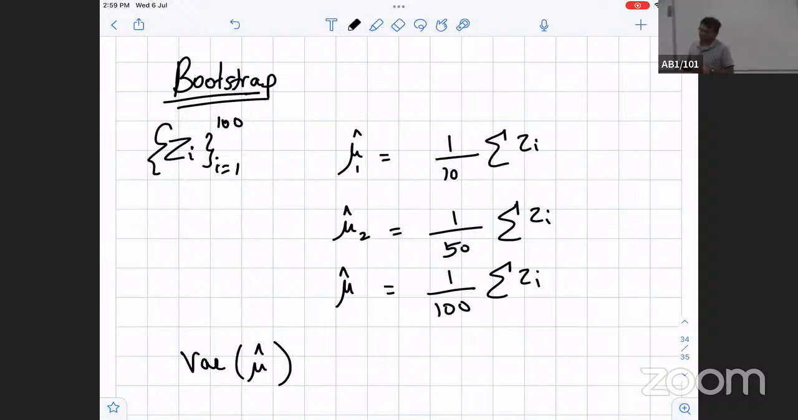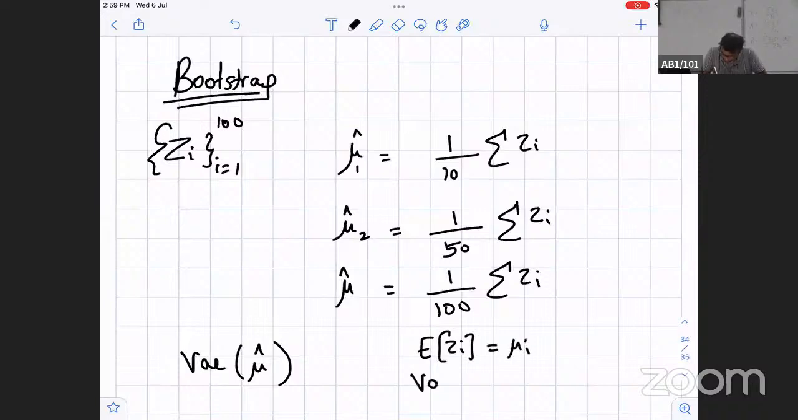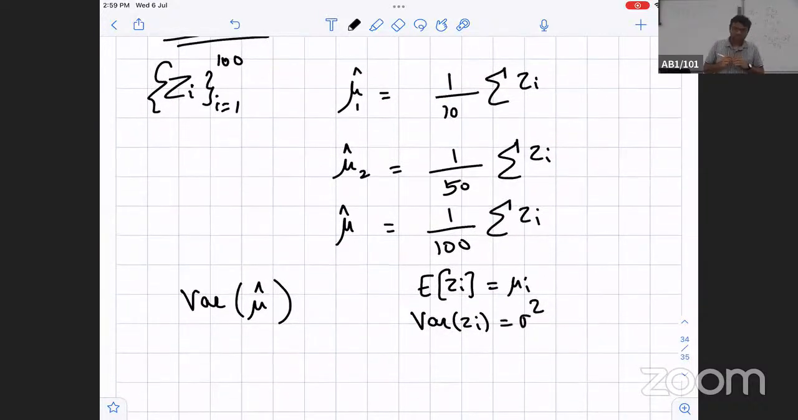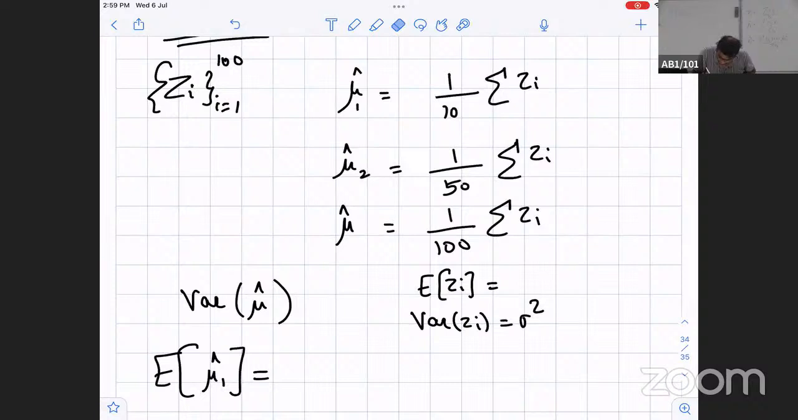So if the expectation of Zi is mu, and the variance of Zi is sigma squared, what is the variance for each of these 3 estimators? Have you seen this kind of calculation in yesterday's class? Can someone tell me what is the expected value of mu1 hat, for example? Let me make a small correction. Since these are coming from the same sample, there is no mu i. It's just mu. So what is the expected value of mu1 hat?